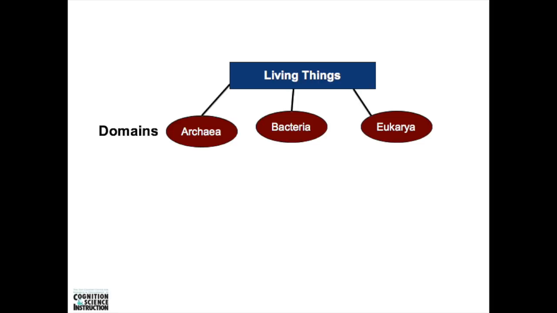All right, so this video is going to be talking about classification and different things involved in classification. But before we are able to actually talk about classification, we need to talk about how living things are organized. So if you look here, major living things are organized into three major groups called domains. And the three groups are archaea, bacteria, and eukarya.